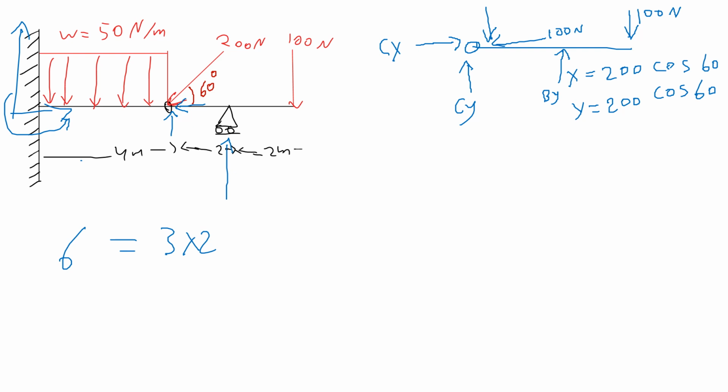And we have 200 sine 60, which is going to equal 173.2. So this here in the y-axis is going to be 173.2. Why? Because here the y equals 200. Remember, we're building up from structural analysis number 1.